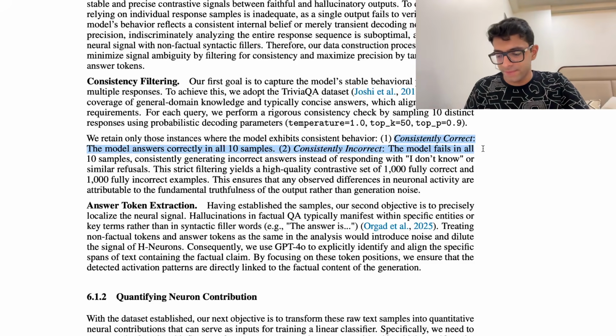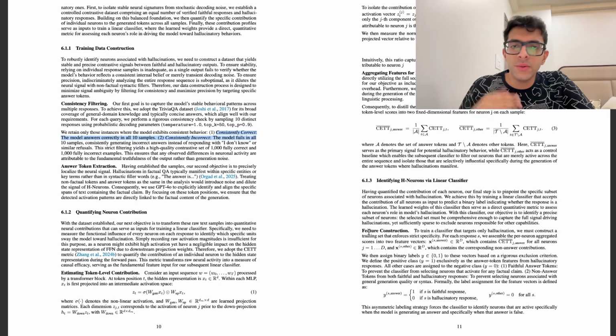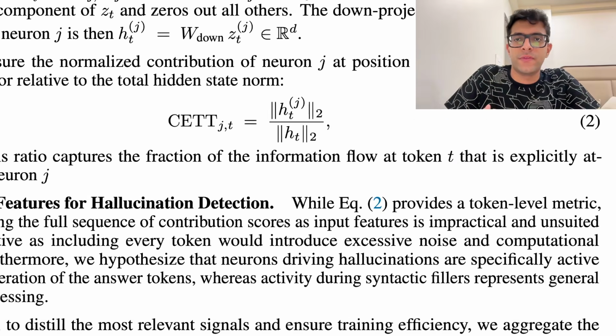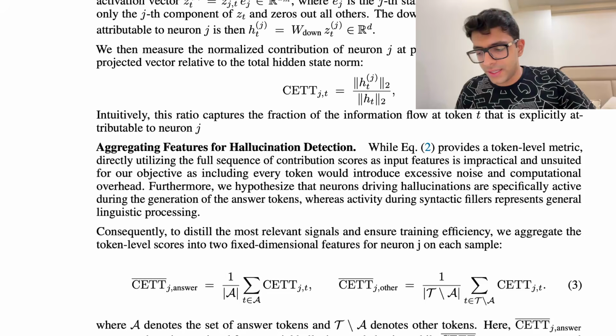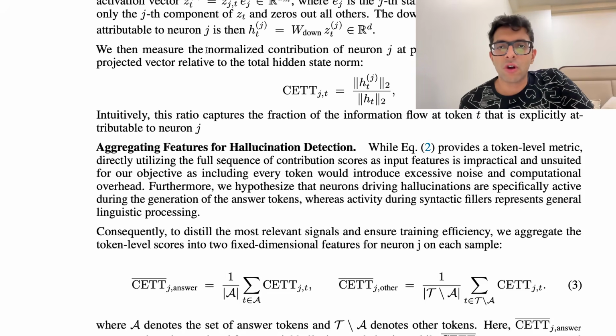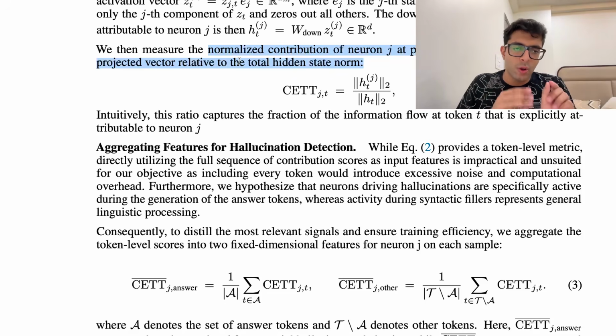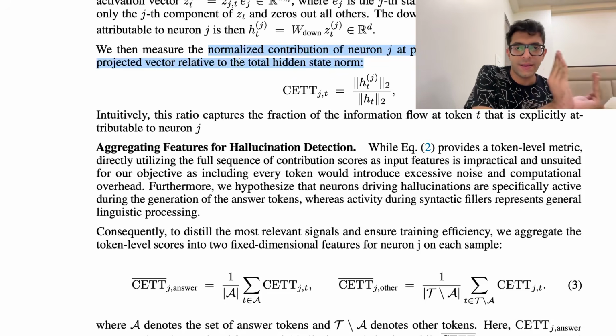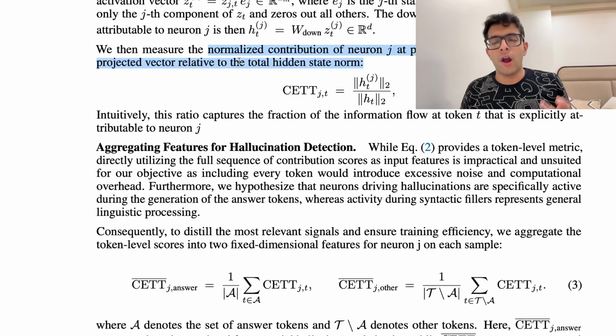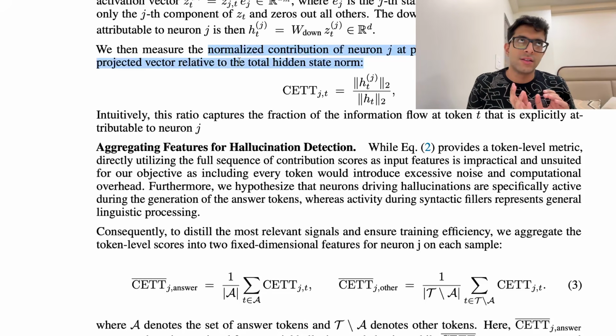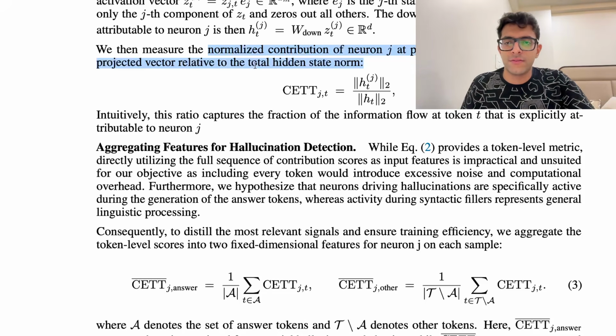Once that was done, we move on to the step that we discussed before. In a very simple sense, they measured the normalized contribution of neuron J, which can be any neuron, at position T as the magnitude of its projected vector relative to the total hidden state norm, right? So when that neuron is projecting up towards the hidden layers, what is its contribution of how much is actually affecting the output of information itself?